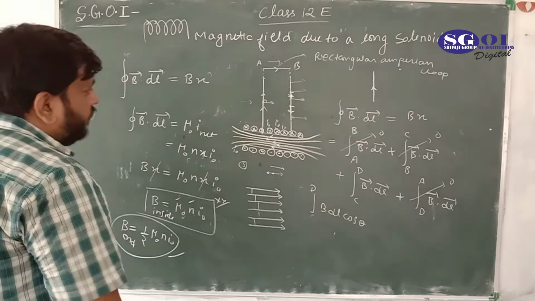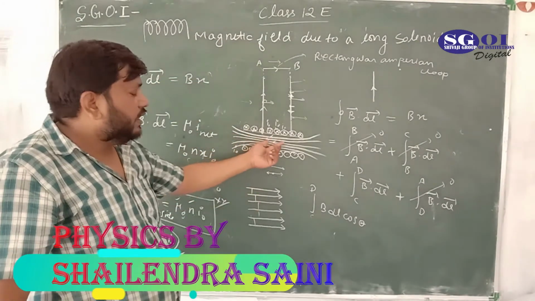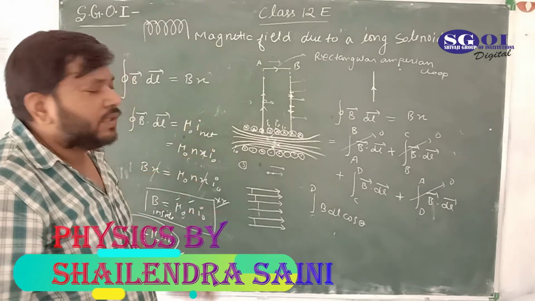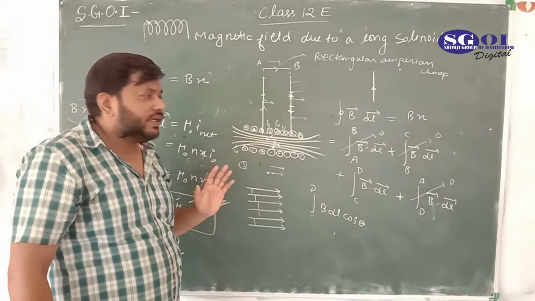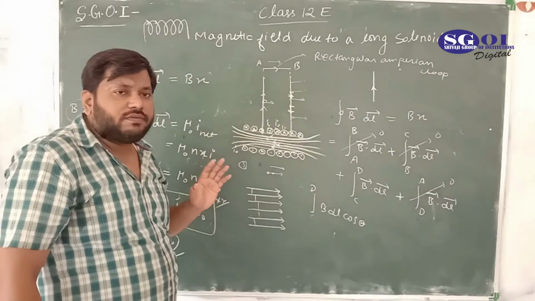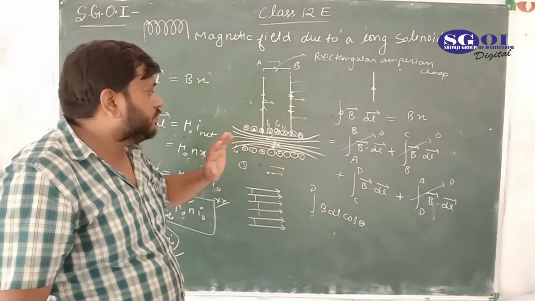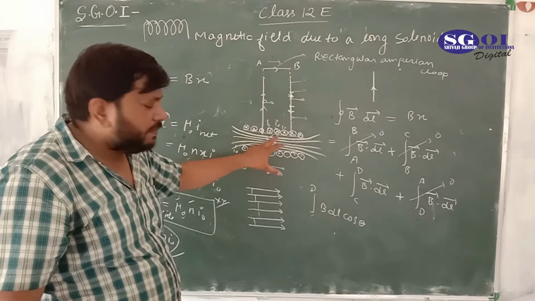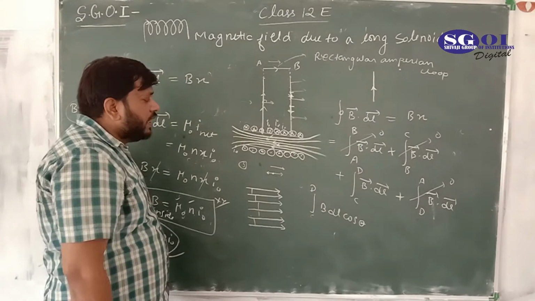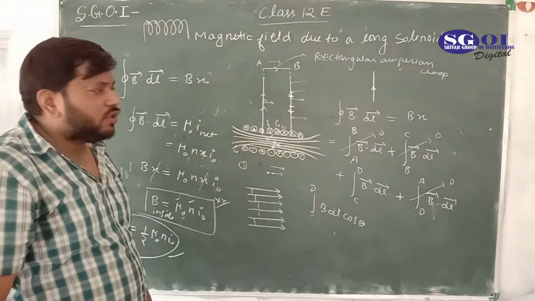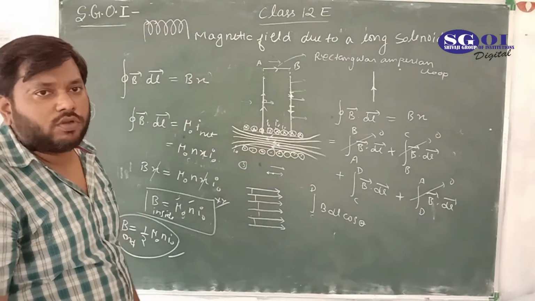So students, we have seen the derivation of magnetic field due to a long solenoid. Inside the solenoid we have derived the magnitude of the magnetic field, and we have seen the direction of the magnetic field. And we have also observed that inside the long solenoid the magnetic field is uniform. So the magnetic field inside the long solenoid is the same everywhere because it is uniform. And we have also seen that outside the solenoid the magnitude of the magnetic field is very small.